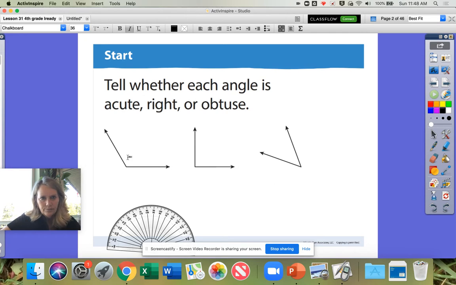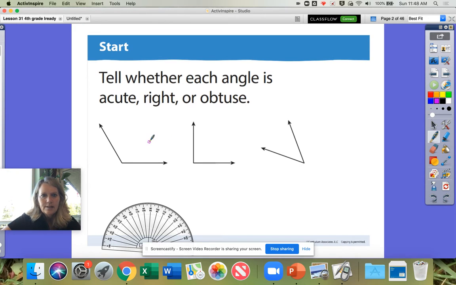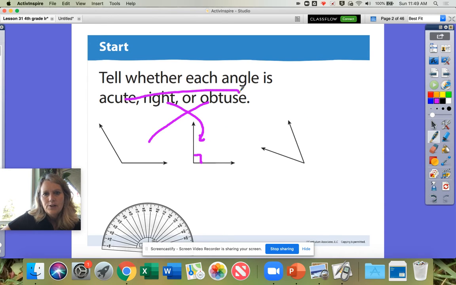So what do you think about this one? Yes, I agree. That one is obtuse. And what about this one? Yep, this one you can put the little square symbol in there because it is a right angle. It is 90 degrees. Looks like a corner, and it is. And then this one over here is acute because the angle is smaller. We measure angles from ray to ray, and that distance in between there is less than 90.